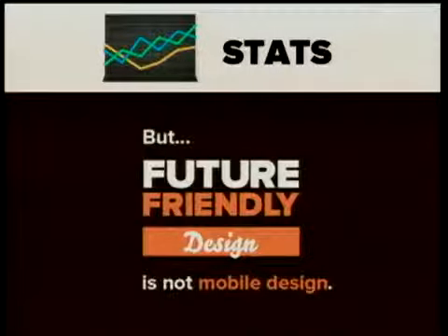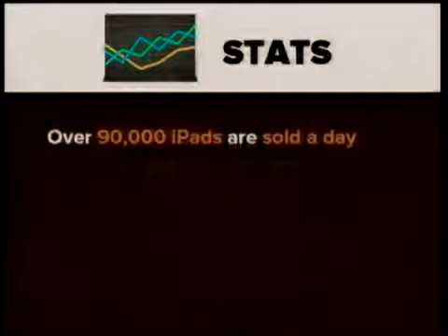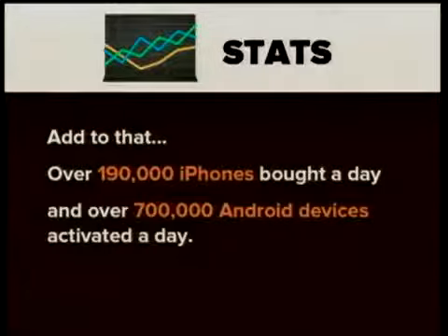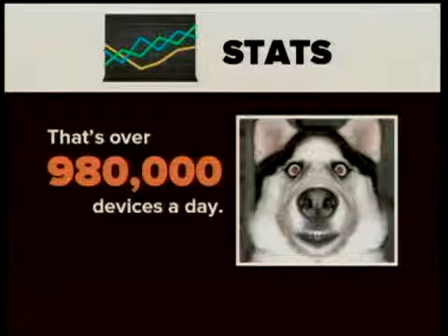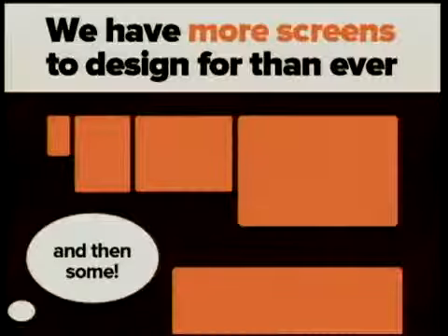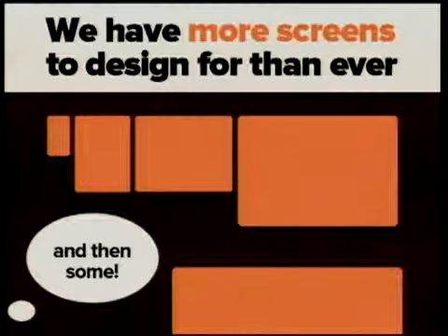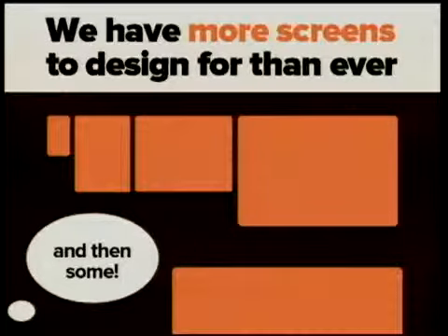But future-friendly design isn't about mobile design. There's over 90,000 iPads sold a day. Add to that 190,000 iPhones sold a day, and then 700,000 Android devices activated a day. So it's over 980,000 devices a day that we've got to be thinking about. Which means we have more screens to design for than ever, from small devices to TVs, and if you were listening yesterday, apparently even cats.